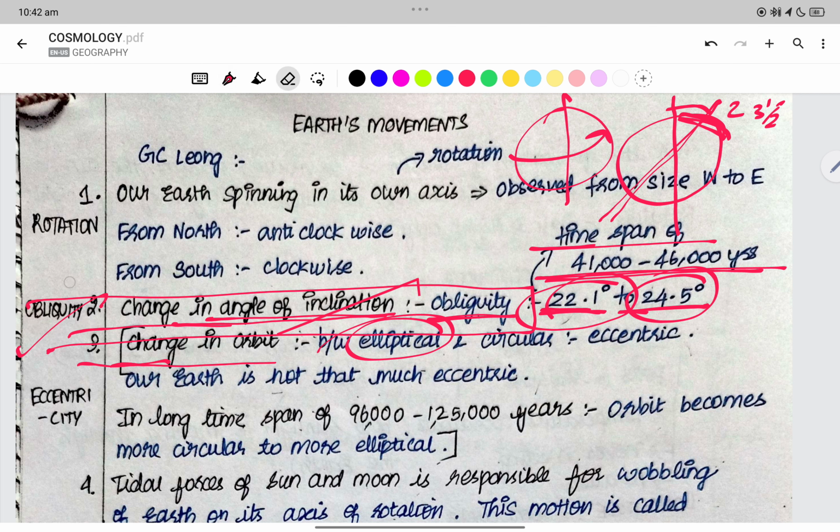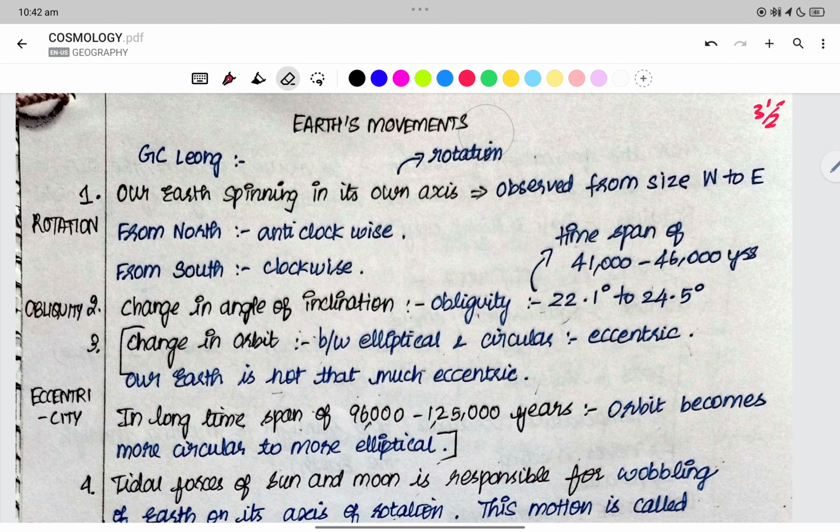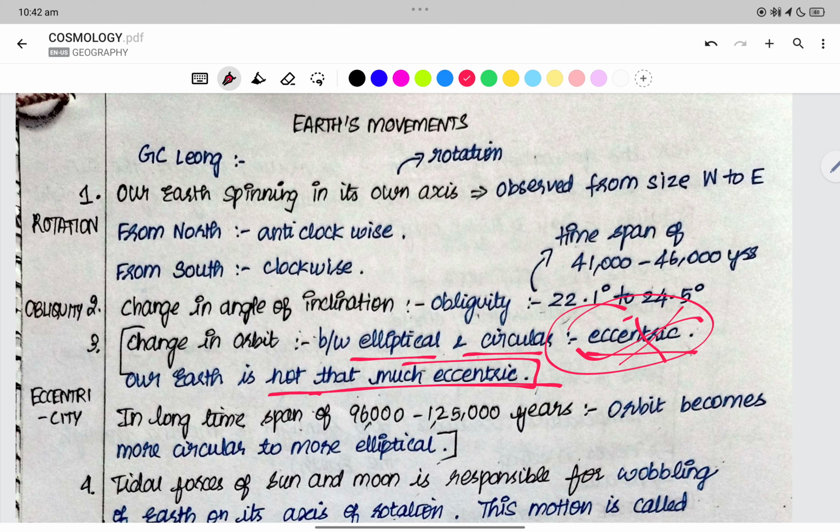Now we are going to look into the orbit. The orbit is also changing between elliptical and circular, that is eccentric. Our earth is not much eccentric. When it is so much eccentric, it is not qualified to be a planet, right? Planets must have an elliptical orbit around the sun. Now there is also a change in the orbit. The elliptical path is having slight changes over here.